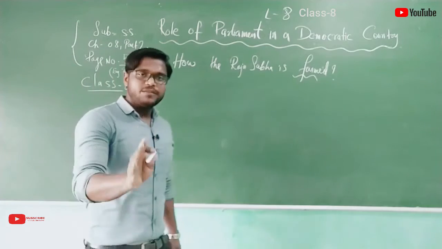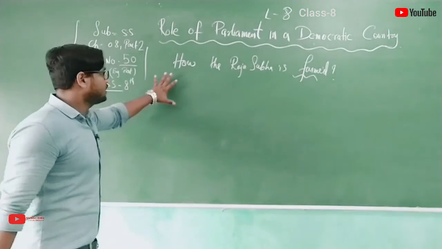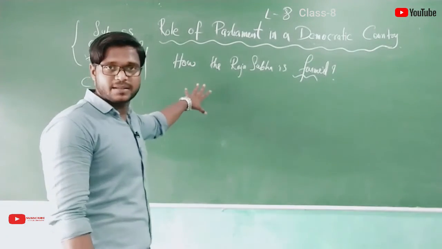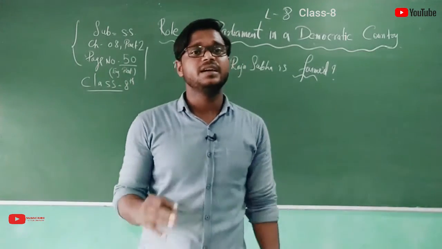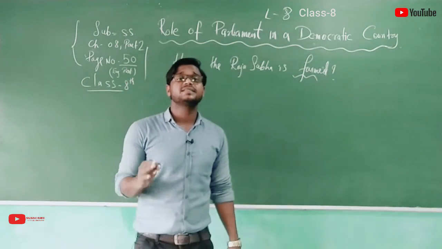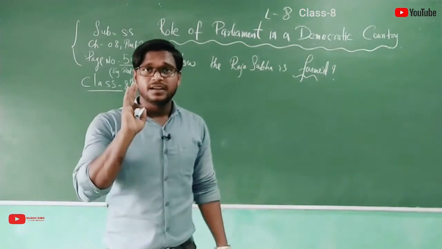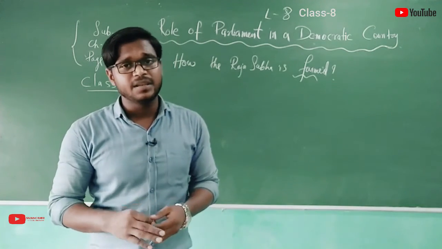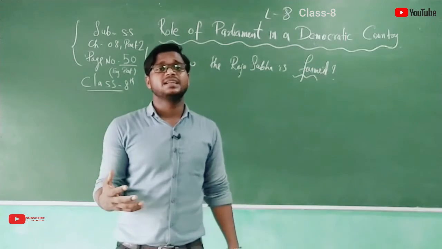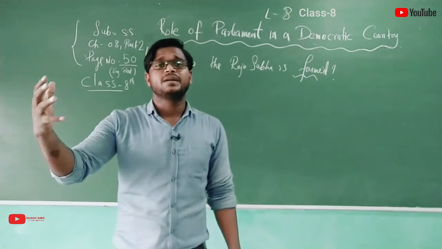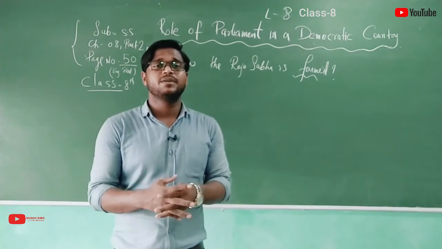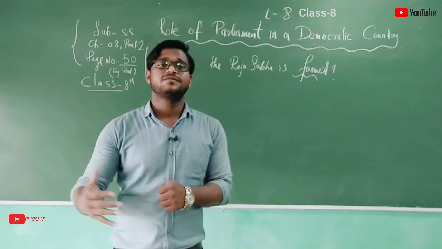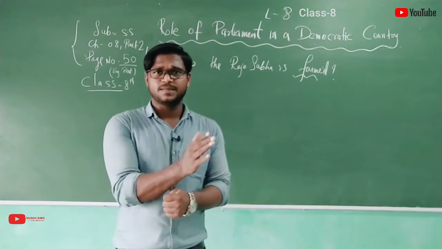If you talk about the Rajya Sabha, there is a formation of the Rajya Sabha, but how is it formed? It is formed by members who are elected. Therefore we can say, my dear students, that the elected members of the legislative assembly of each state elect the members of the Rajya Sabha. So somehow they have special powers.